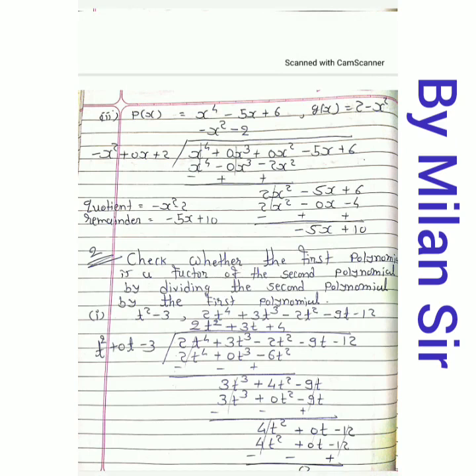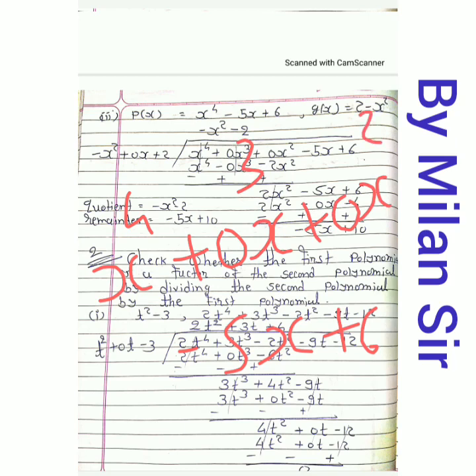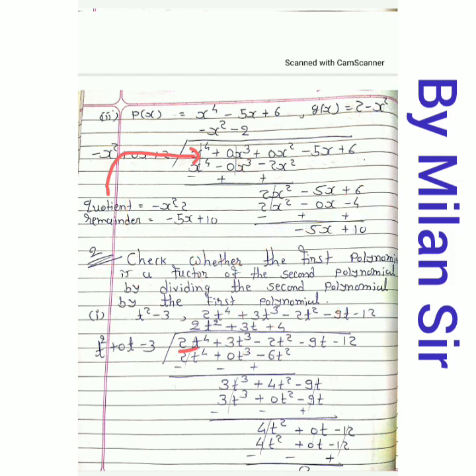P of x is equal to x raised to 4 minus 5x plus 6, and g of x is equal to 2 minus x square. In P of x, x raised to 4 is given, then minus 5x and plus 6. So we need to put 0x cube and 0x square, because these two terms are not given. That's why I add 0x cube plus 0x square. Okay, so this is our P of x that I have written here: x raised to 4 plus 0x cube plus 0x square minus 5x plus 6.